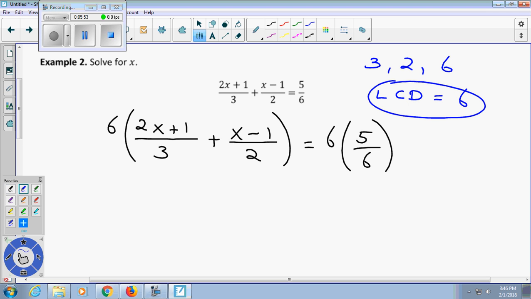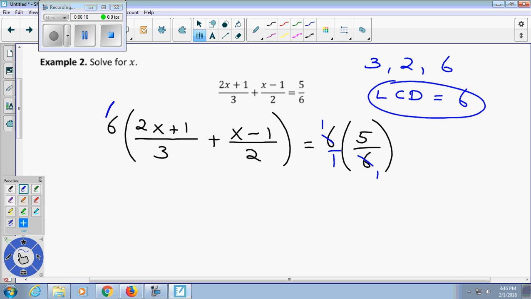So maybe as my next step, the right side's very simple. You could take care of that right now if you'd like to. I know that 6 is 6 over 1. 6 goes into itself one time. The whole right side is actually just going to be 5. What is messier is what we get on the left.